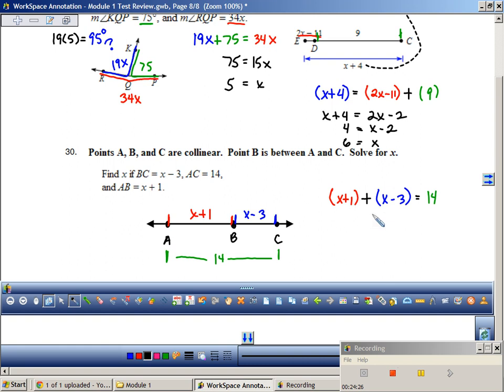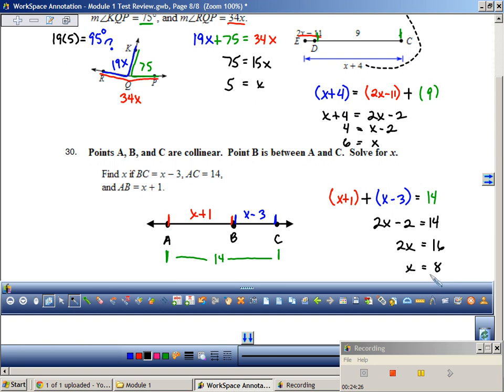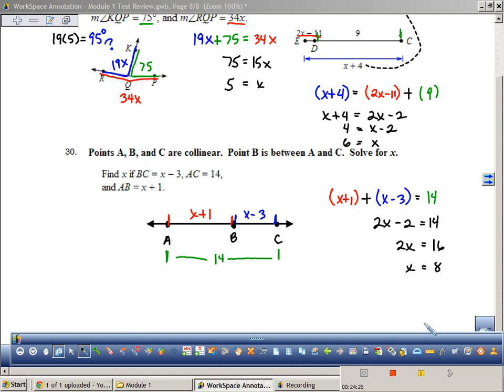14. Let's combine like terms. How many x's do I have over here? 2 x's. How much is negative 3 and 1? Good job. And I add 2 to both sides. What do I get? So x equals 8. Did I find what I needed? Solve for x. I found it. We're good. All right, great job, guys. Does anybody have any other questions on here?